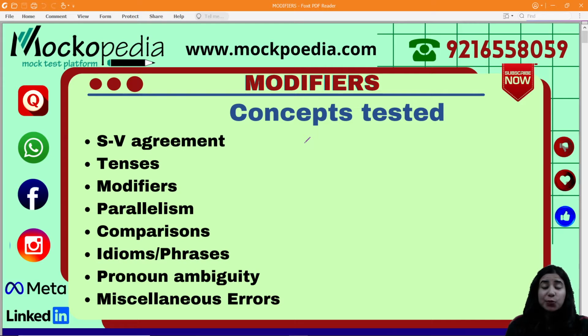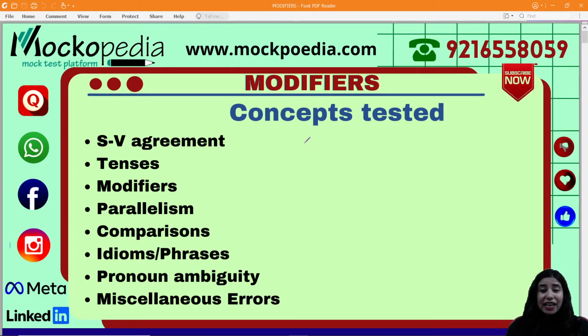In this class, we are going to learn about a very interesting concept called modifiers. When we talk about error based questions, modifiers are frequently tested. It is a very interesting and absolutely fun concept that you're thoroughly going to enjoy. When we talk about grammar, usually students complain that it's really monotonous, overwhelming, and troublesome, but all your complaints would go away when you learn more about modifiers.